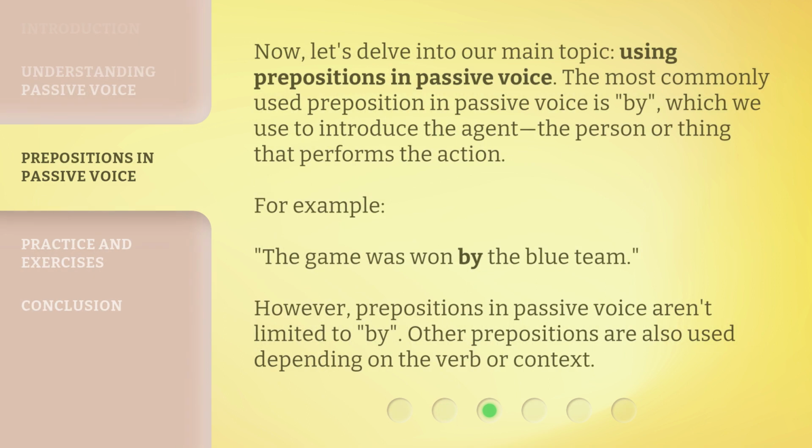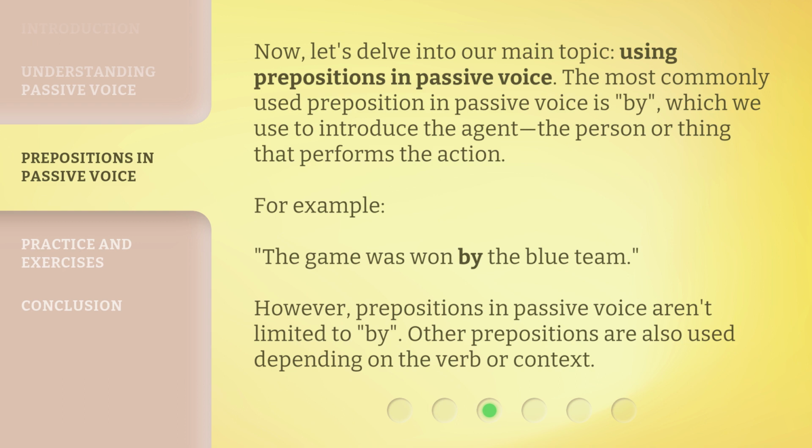Now, let's delve into our main topic: using prepositions in passive voice. The most commonly used preposition in passive voice is by, which we use to introduce the agent, the person or thing that performs the action. For example, the game was won by the blue team.